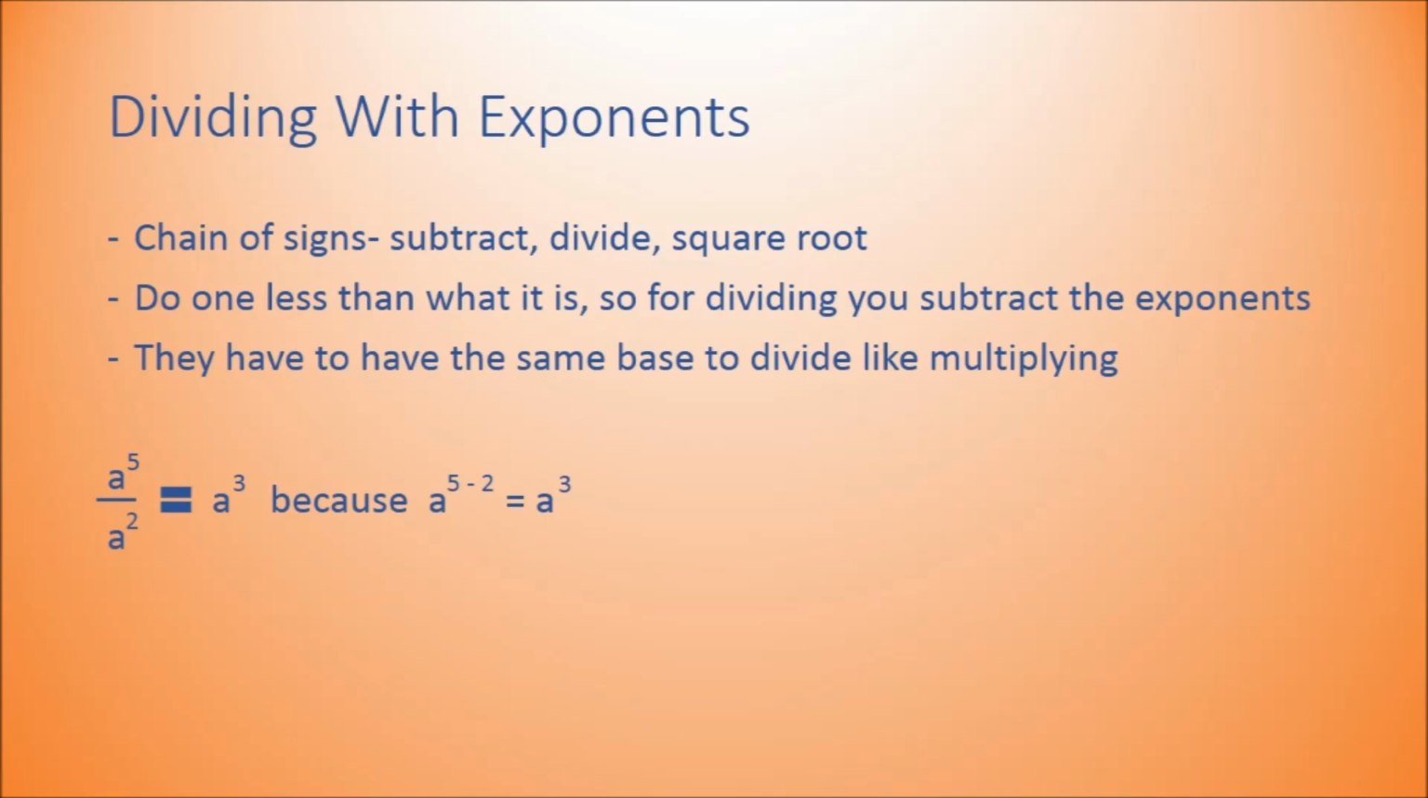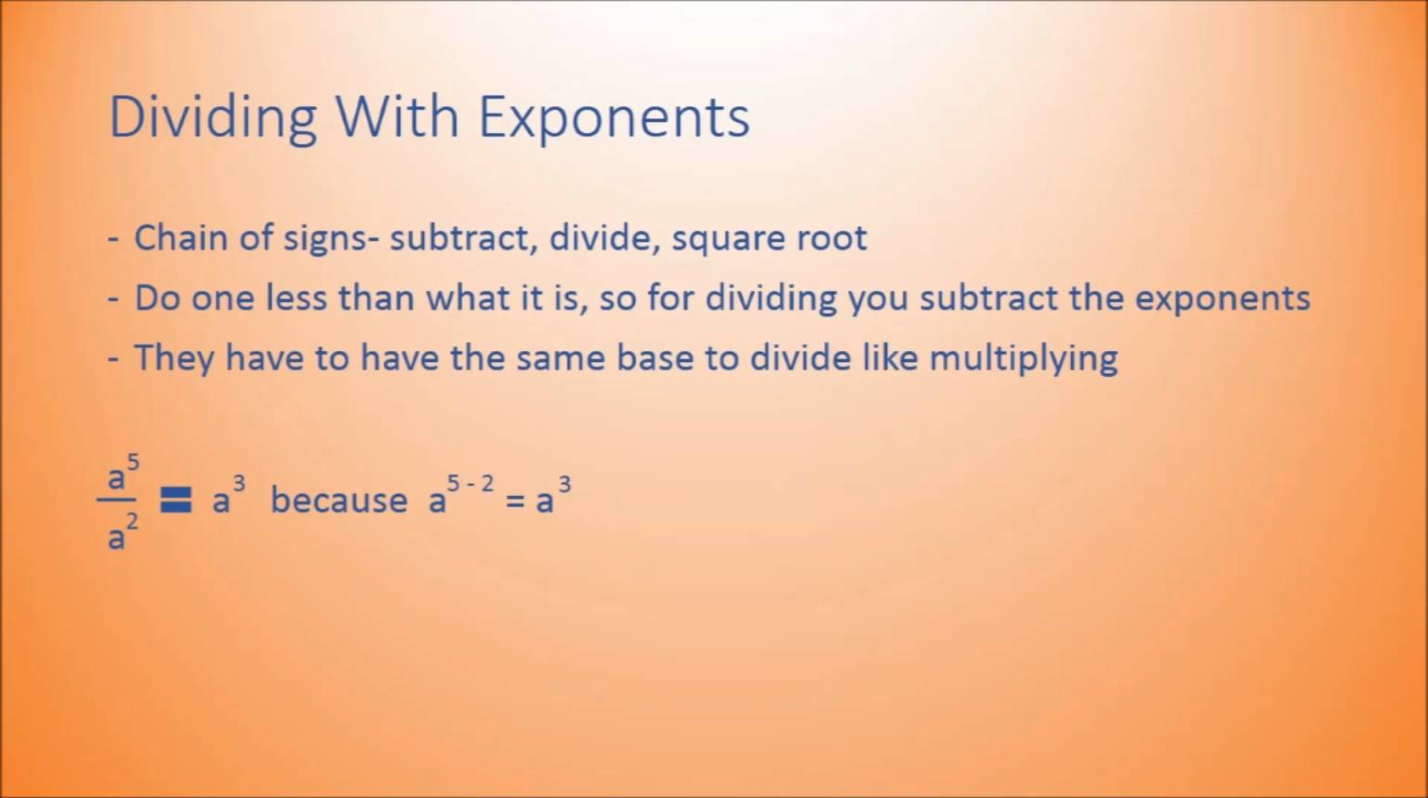Alright, so let's look at dividing exponents now. It's kind of the same rules as multiplying, except you're subtracting. Again, there's kind of a chain of signs. There's subtraction, then division, then you can take the square root of something. And in this case, since we're dividing two terms with the same base and different exponents, we can subtract. So subtraction is like one less than division in the chain of signs. And again, that's just how I think about it. If you want to just memorize that when you divide, you subtract, it's fine with me.